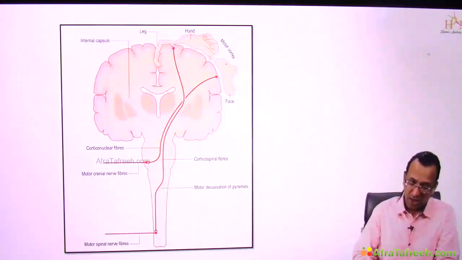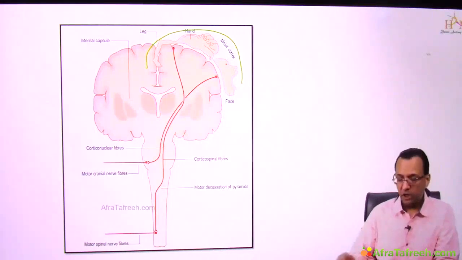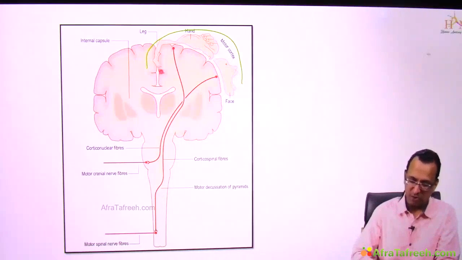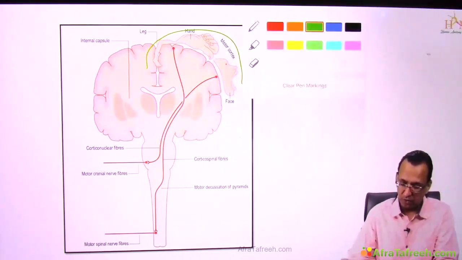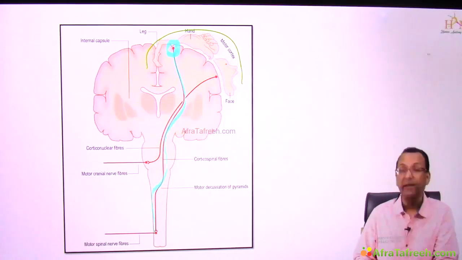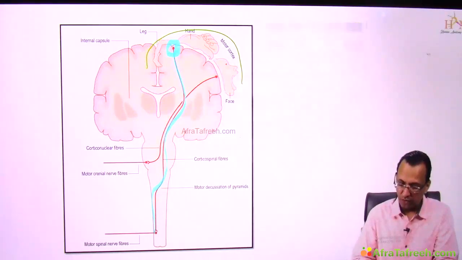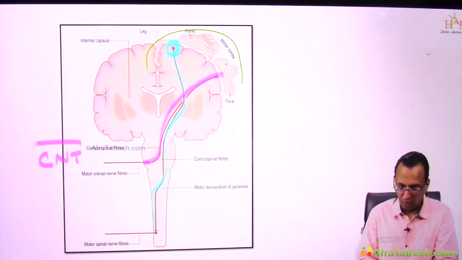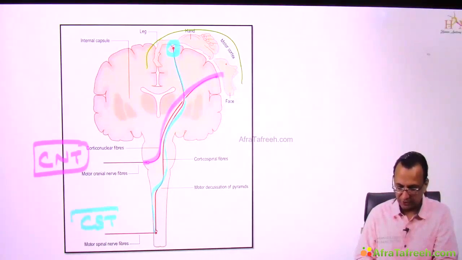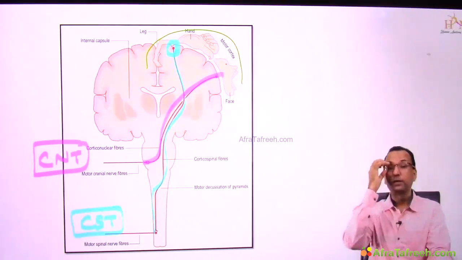Also remember, this is the homunculus. What homunculus? You remember face is more lateral, then upper is the arm and lower limb is on the medial side of cerebrum, that is the motor homunculus. If you want to control the fingers, then you have to use what is called corticospinal tract. And if you want to move your eyeballs, then it is corticonuclear tract. So this is going to be corticonuclear tract, yes, and that is going to be the corticospinal tract, yes. Together they are called the pyramidal system.